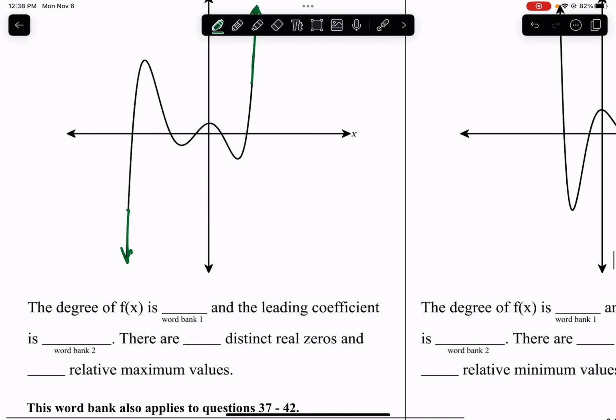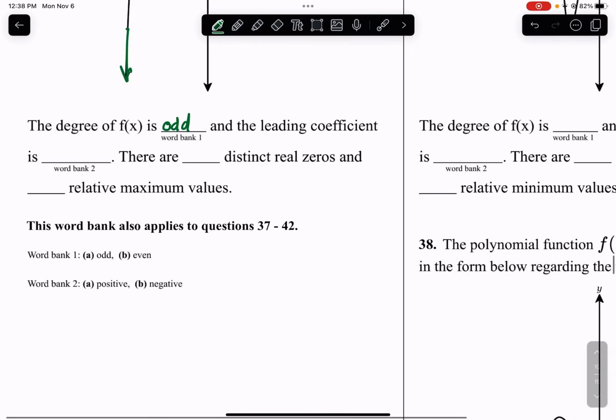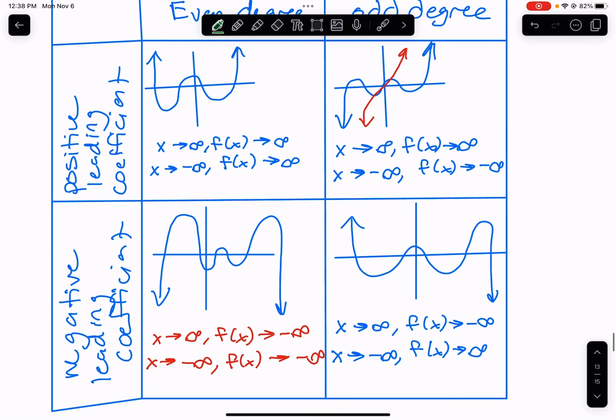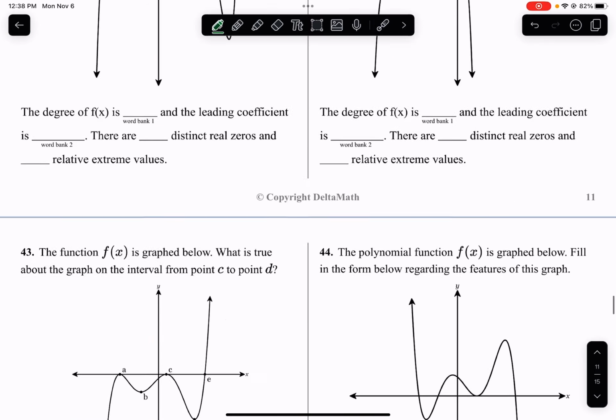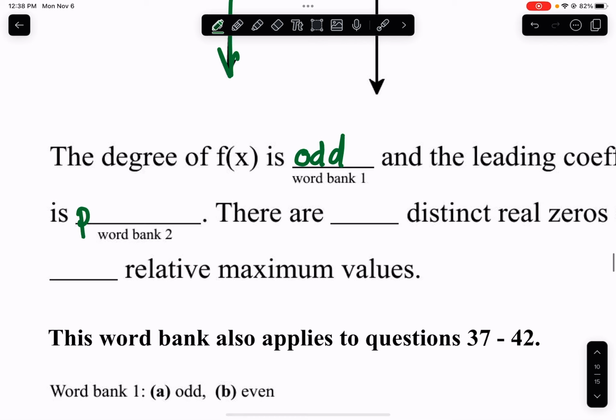So when it goes in opposite directions, you know that you are going to have an odd degree. All right, and you could always look back to the chart that we filled out, right? And you can see that when it goes in opposite directions, that's where we have our odd degree. Now in this case, when the left-hand side goes down, the right-hand side goes up, that means that we have a positive leading coefficient. So we would put positive here.